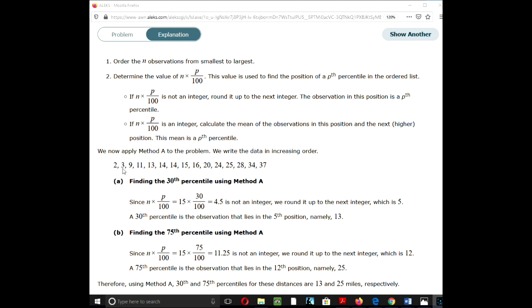Right, that number would be 25. The number in the 12th position is 25. So therefore, using method A, the 30th and 75th percentiles for these distances are 13 and 25 miles.